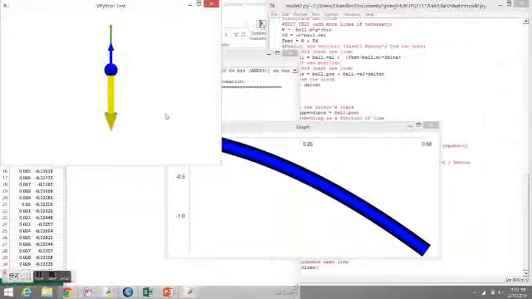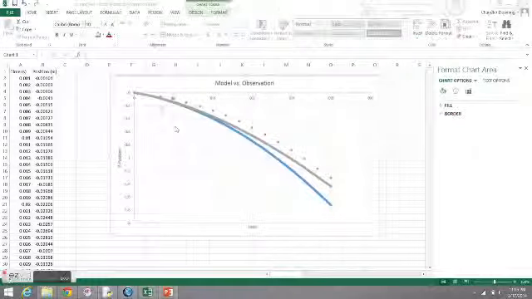As you can see here, the blue arrow grows as time progresses, and the yellow one remains the same. But when we look at the graphs, as you can see with these graphs, the model that accommodates drag is a lot closer to our observation.